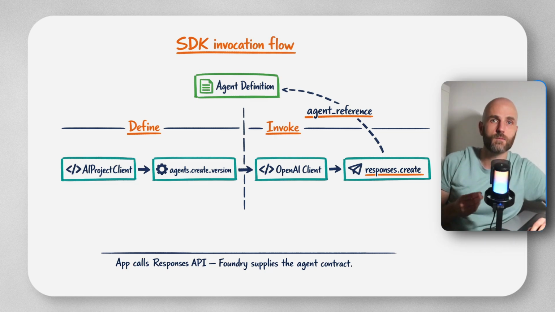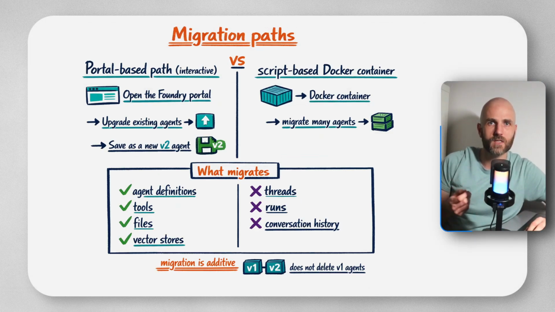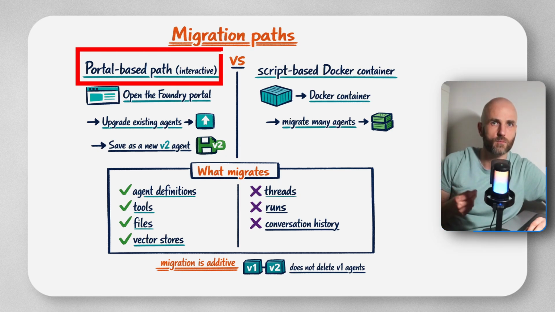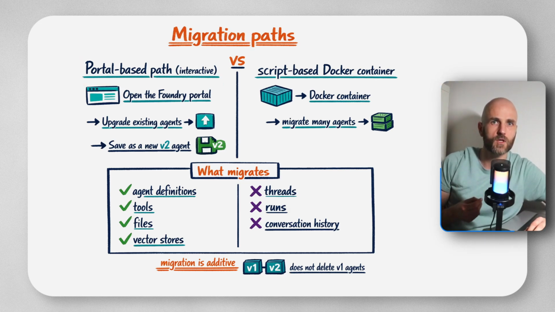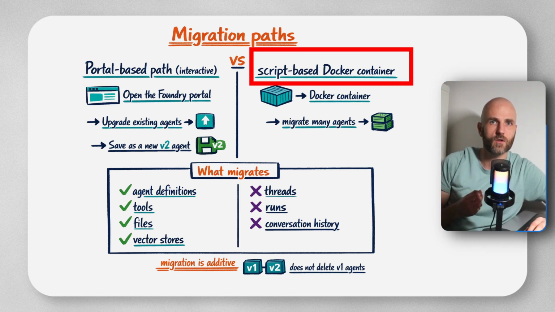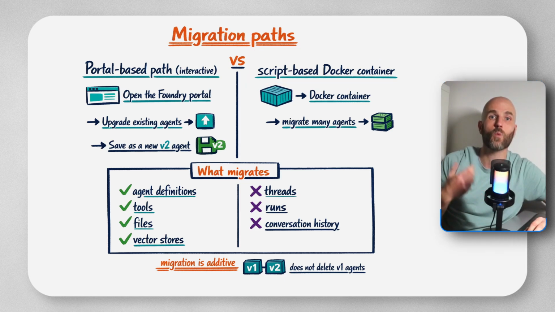Now, if I already built on v1, how do I move? There are two paths. The portal-based path is interactive. I open the Foundry portal, I choose upgrade existing agents, and I save each v1 agent as a new v2 agent. And for bulk migration, there is a script-based Docker container that can migrate many agents on Azure AI or Assistants API workloads, in one go.